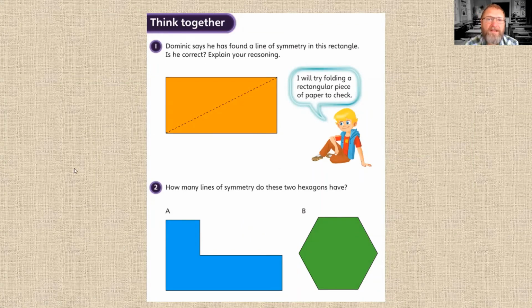Question 1, Dominic says that this is a line of symmetry. Well, even though these triangles do look the same on both sides of the rectangle, actually if we folded this over, it would look like that. Okay, it is not a line of symmetry. We would not get a neat fold.